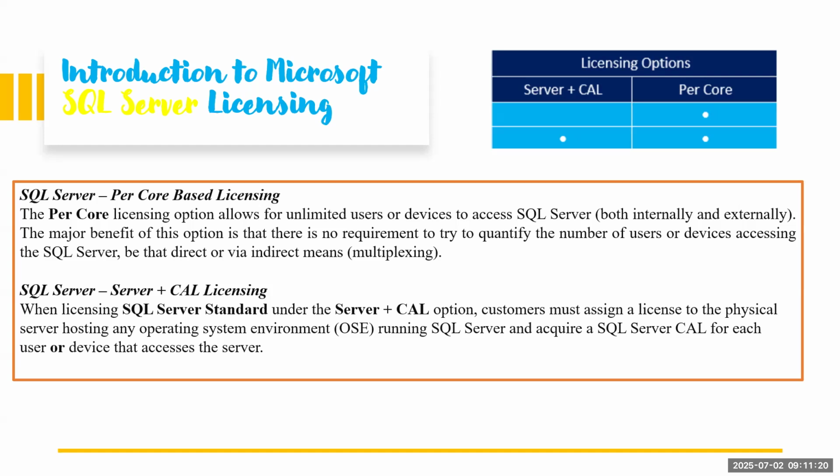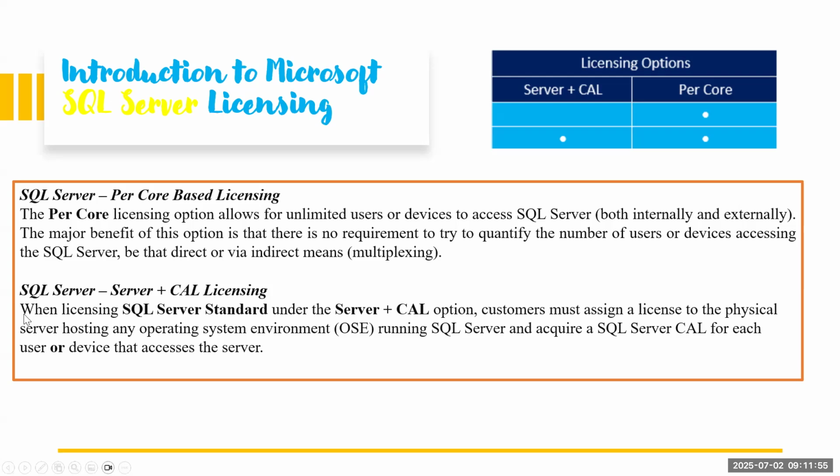Unlimited devices can access, unlimited users can access, so you get more benefits when you go for core based license. When your application is a massive application, then go for core based license. If your application is a smaller application with fewer UIs, fewer devices, fewer users, then go for Server+CAL license. CAL stands for Client Access License.